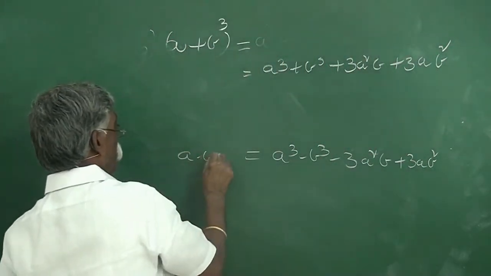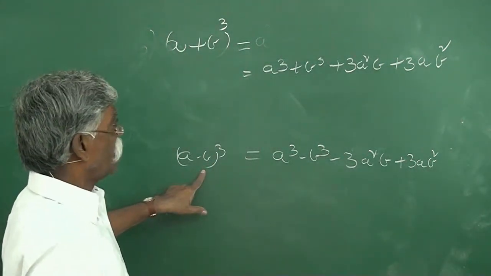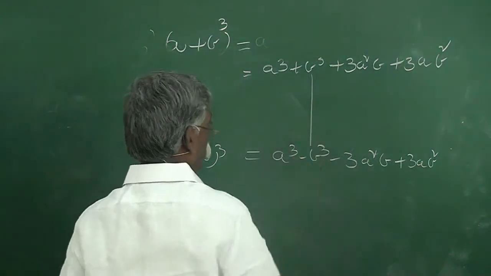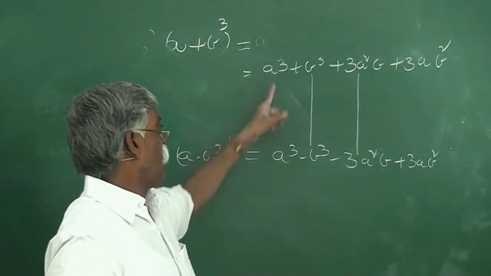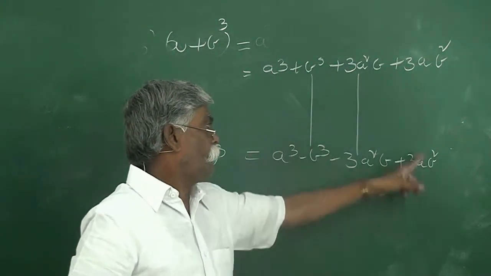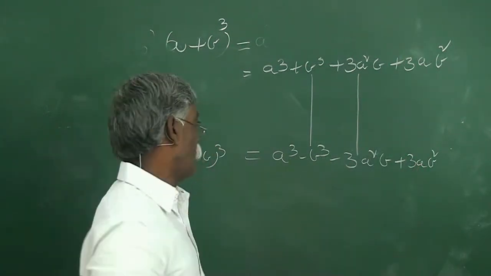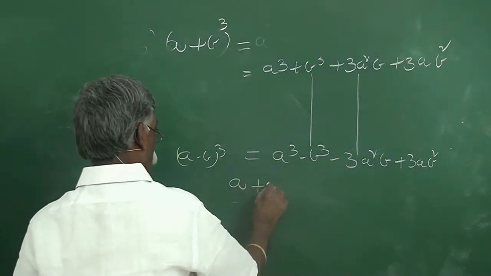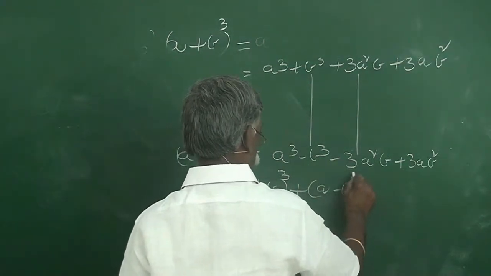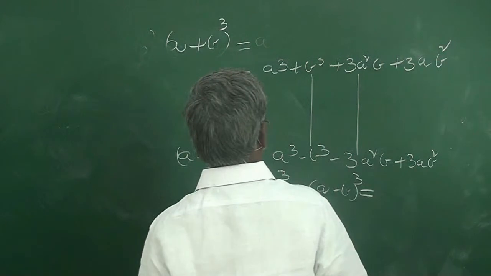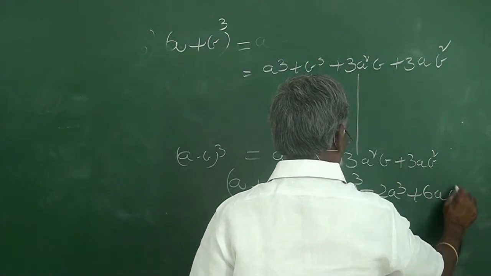If we add these two, (a plus b) whole cube plus (a minus b) whole cube, these two things get cancelled, these two things get cancelled. We are left with a cube plus a cube, 2a cube, and plus 3ab square and 3ab square is 6ab square. Therefore, (a plus b) whole cube plus (a minus b) whole cube is equal to a cube and a cube, 2a cube plus 6ab square.